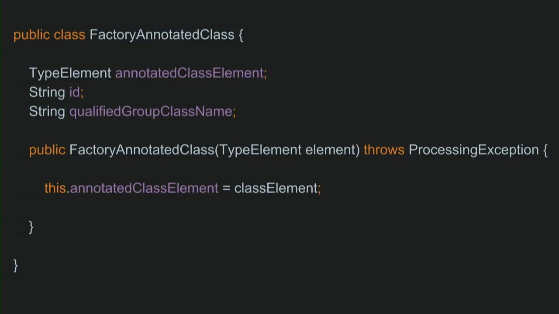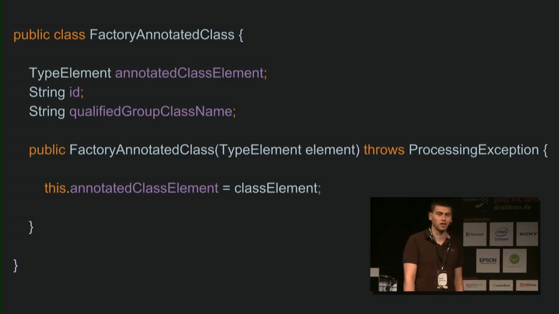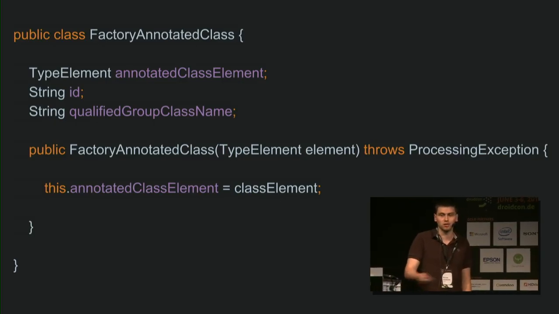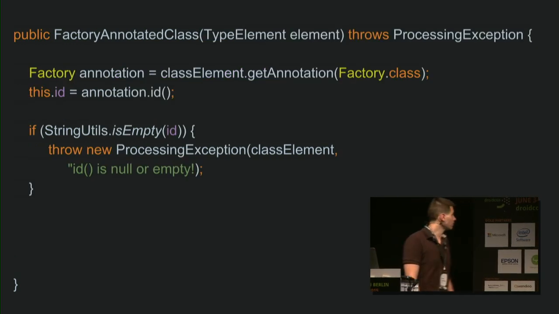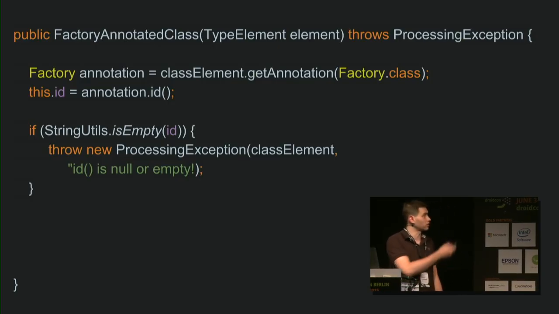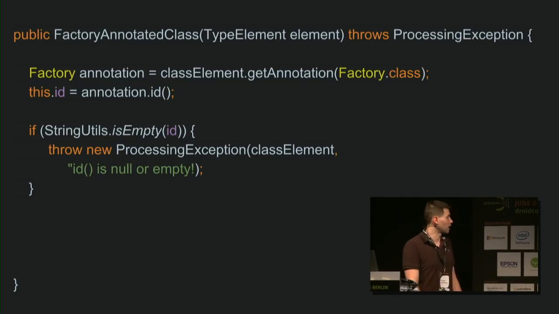So we introduce a data model class called FactoryAnnotatedClass, and it basically represents just a class annotated with @Factory. And what we do here is we read the values of the annotation out. So how do we do that? Like that. We simply say, okay, give me the factory annotation, and we simply read annotation.id to get the string value of ID specified by this annotation. And then we do a simple check. If it's null, then we throw a ProcessingException.